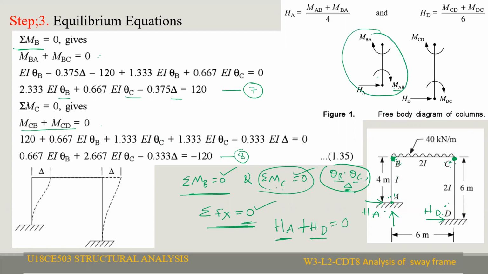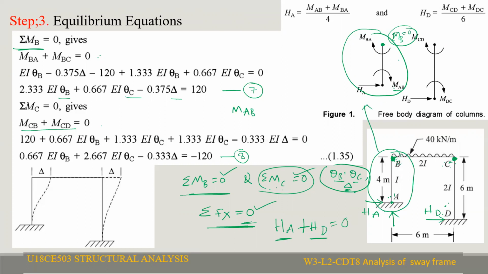Now from this free body diagram, I want to calculate HA. We know B is a joint, and at B the moment is 0. Summation of moment at B equal to 0. Considering clockwise moments as positive, that is MAB. Moment at B equal to 0 for this one column member only. I'm drawing the free body diagram of this column.